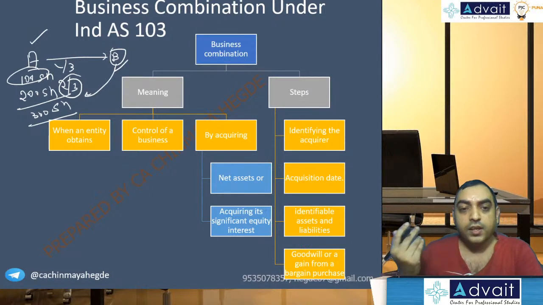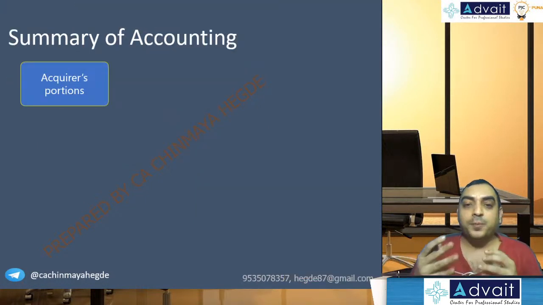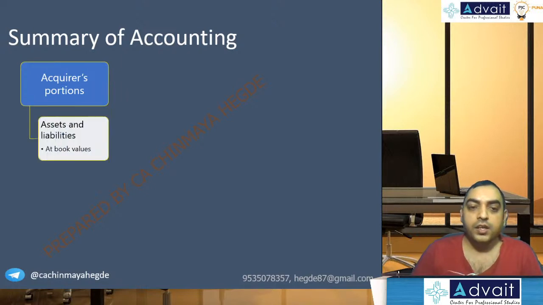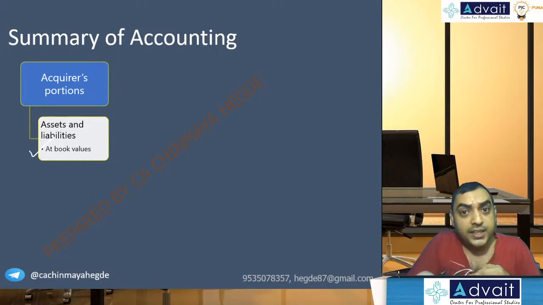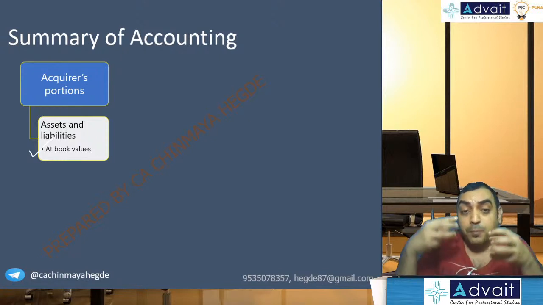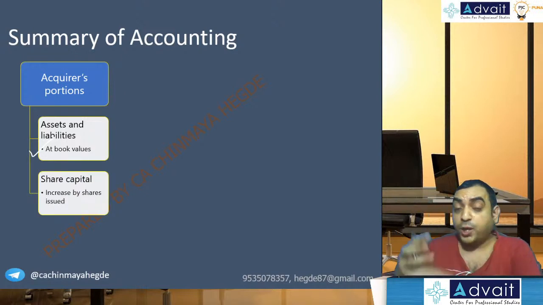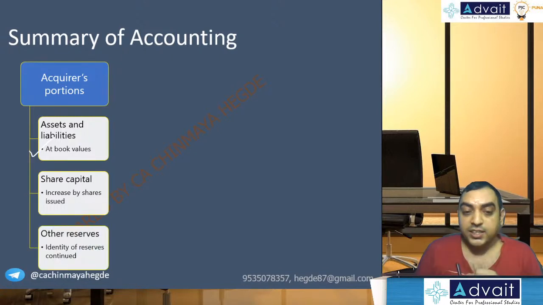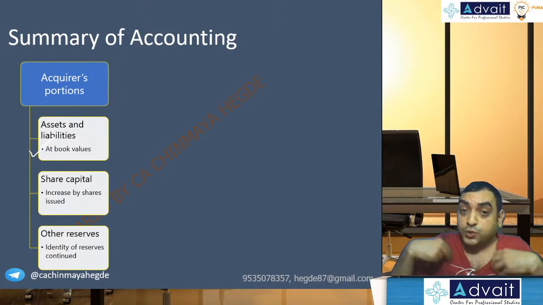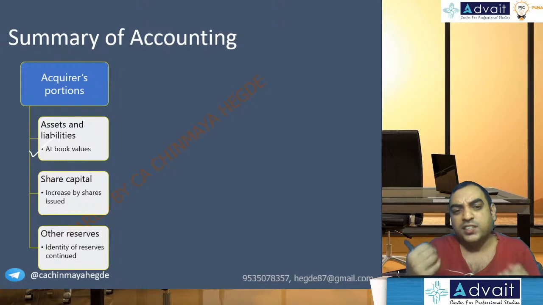Okay. Then, while solving the full-fledged problem, what points are to be kept in mind? I'll give you a quick summary of it. So while solving problems, you can keep these things in mind. Acquirer's assets are always taken at book values because acquirers cannot revalue. If A Limited takes over B Limited, A Limited's book values will remain the same, B Limited will be taken over at fair value, but for A Limited, the acquirer, the assets and liabilities will continue at book values. Share capital of the acquirer will increase. Why? Because you issue shares, share capital will increase. What about other reserves? The acquirer's other reserves will continue. Reserves and surplus, OCI, P&L account, general reserve, everything will continue.